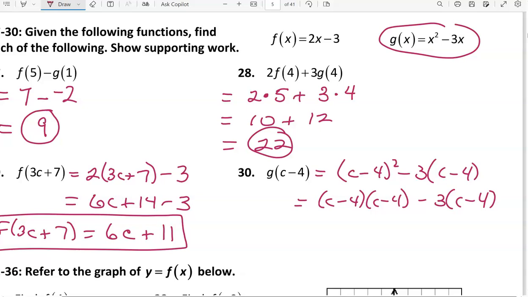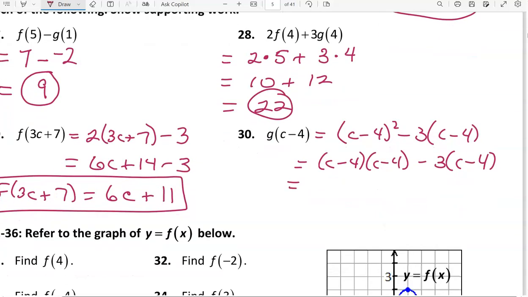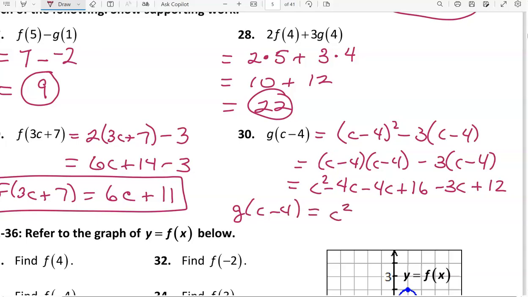And now let's go ahead and do our multiplications. (c minus 4) times (c minus 4) is c squared minus 4c minus 4c plus 16, minus 3c, now distributing the multiplication, plus 12. Be careful when distributing a negative. Now let's combine our like terms, so g of c minus 4 is equal to c squared, and now we have 3 c terms. Minus 4c minus 4c is minus 8c, minus 3c is minus 11c, and then plus 16 plus 12 is plus 28.